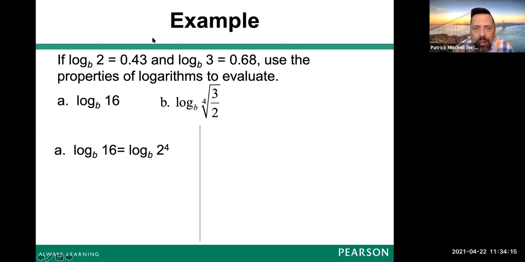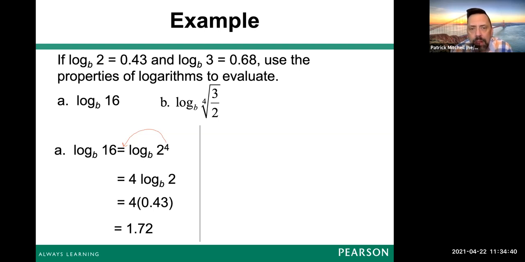And now I bet you know what I'm going to do next. I'm going to grab this 4 and I'm going to go, and that's going to give me 4 times log base b of 2. And we know that log base b of 2 is equal to 0.43. 4 times 0.43 is 1.72.